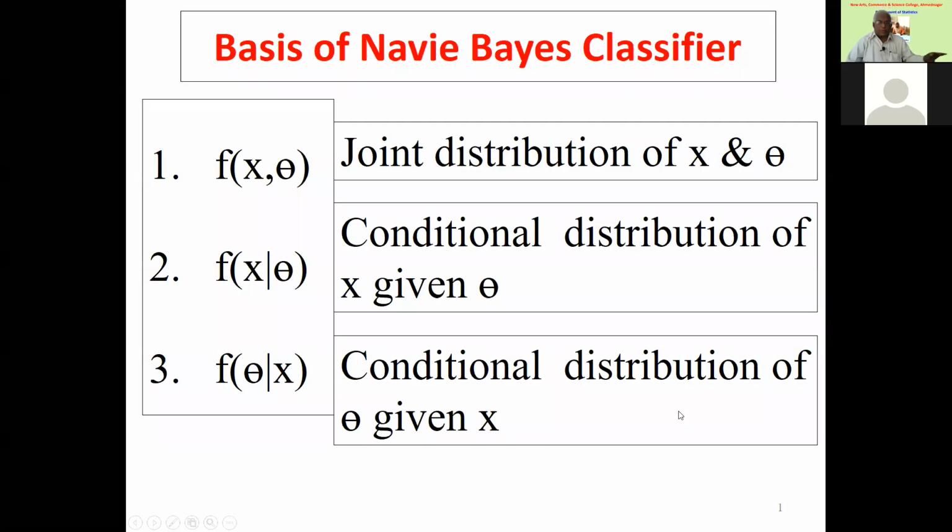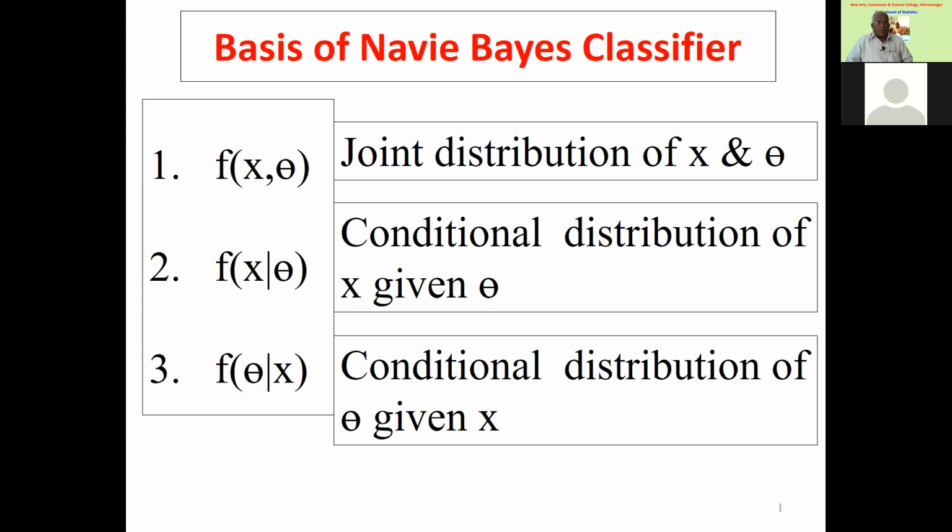See, from today, I will start with Naive Bayes classifier, which is one of the very important and having a lot of applications in machine learning. Now, before going to the concept of Bayes classifier, let us try to understand these three notations very carefully.